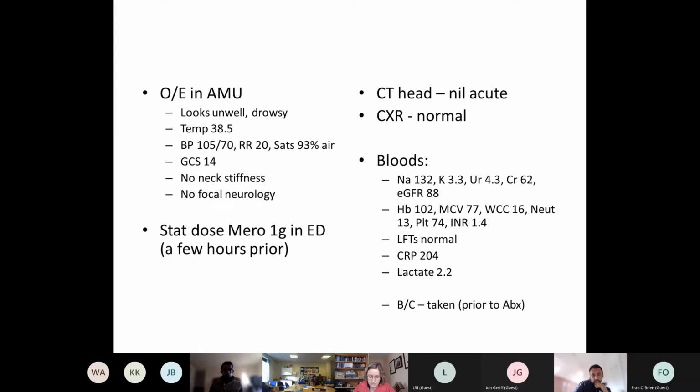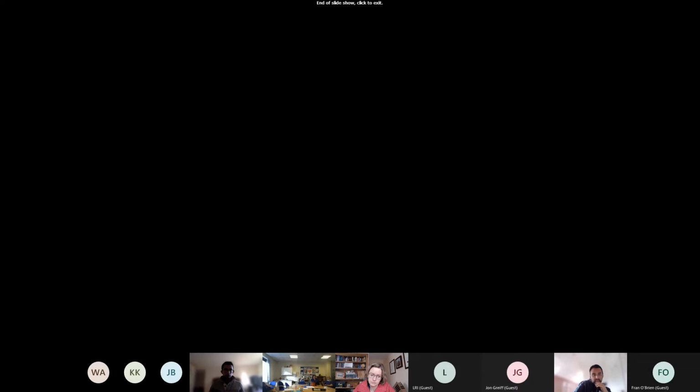So I would be very... what we're using very cyclically. We're using it to cover HSV and encephalitis, but that is not the CSF of somebody who has HSV infection. So I'd be quite happy to just skip that altogether.